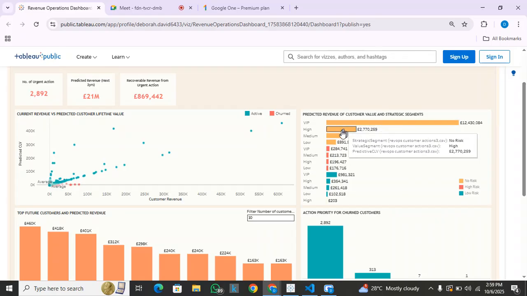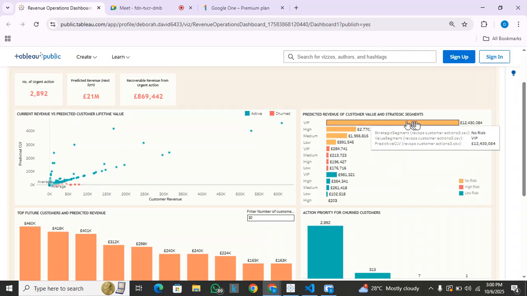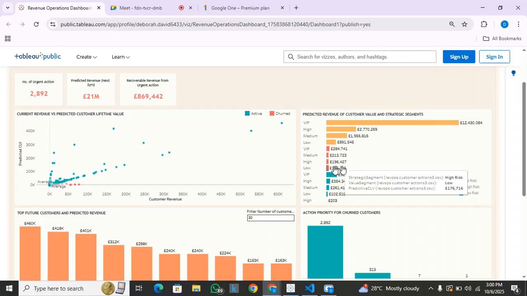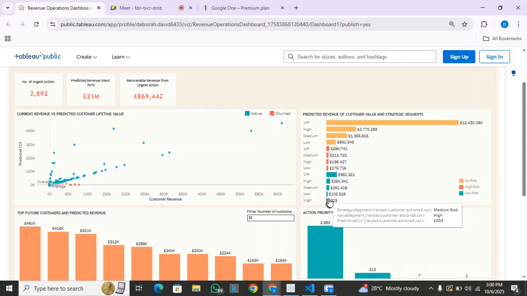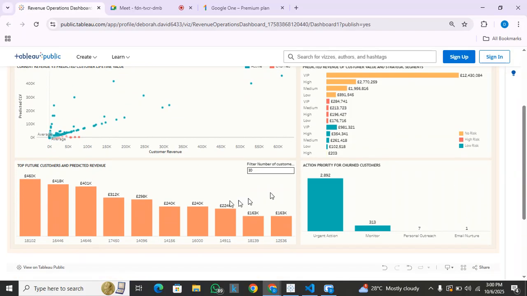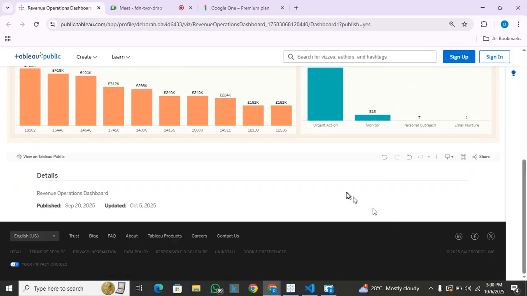And then this is the predicted revenue that each strategic segment will bring in, based on the customer value. So we see that the no risk customers are bringing in a lot of revenue. So these are to be retained and maintained, followed by the low risk, and then the high risk and medium risk. And then these are the list of top future customers and their predicted revenue.